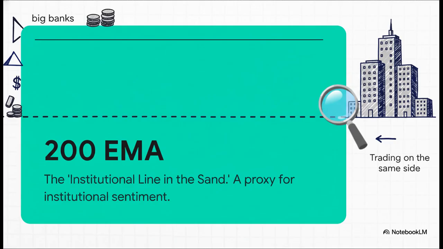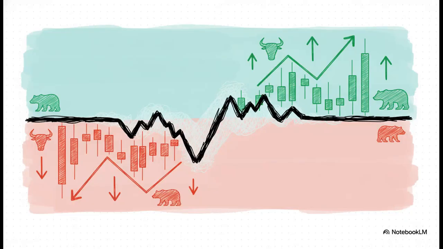It's to simply trade on the same side of the line that they are on. It's that simple. So here's the crucial point, and it's brutally simple. If the price is trading above this line, we are only, and I mean only, looking for reasons to buy. End of story. And if the price is trading below this line, we are only looking for reasons to sell. This one rule, this will keep you out of so much trouble.